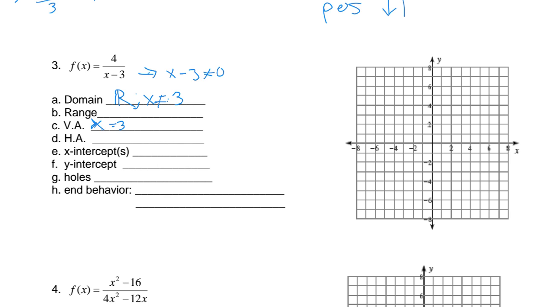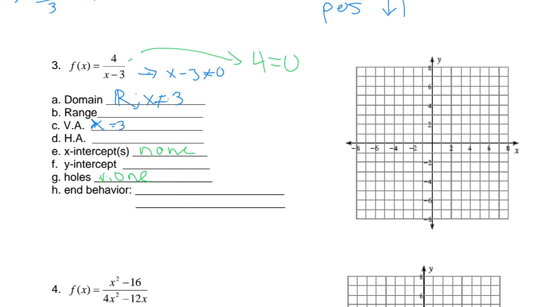For the x-intercept, we take the top. So we're going to say 4 equals 0, but that's a false statement. If you ever get a false statement, you don't have x-intercepts. So we have none. We also, as I mentioned, don't have any holes. So we're going to put none for that as well.